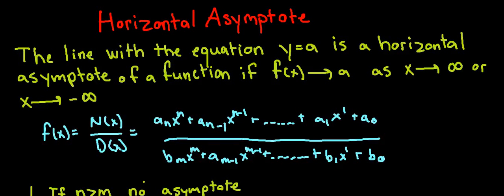The line with the equation y is equal to a is a horizontal asymptote of a function if f of x approaches a as x goes to infinity or x goes to minus infinity. So let's look at a very simple one. f of x is equal to 1 over x.